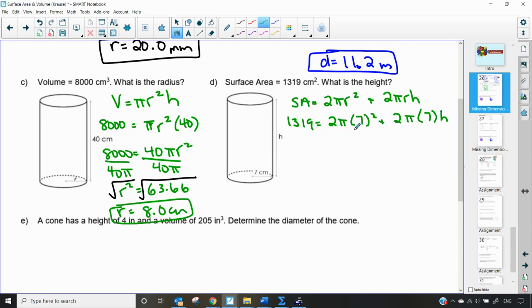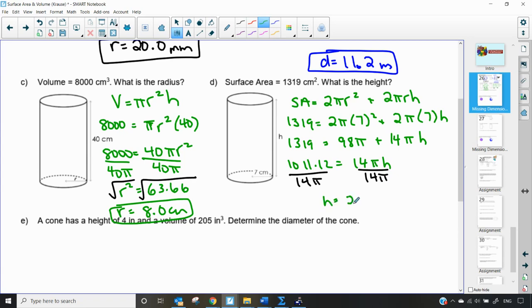Now we can simplify that. 7 squared is 49 times 2 is 98. So we have 1,319 equals 98 pi plus 14 pi times h. So we're going to subtract 98 pi. That gives us 1011.12 equals 14 pi h. We're going to divide by 14 pi on both sides. Again, remembering our brackets. And we have h equals 22.989 centimeters. So rounding to the nearest tenth would be 23.0 centimeters.